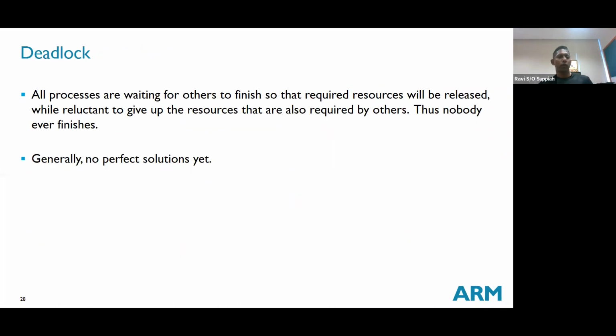Now let's look at one of the issues in multi-threaded systems, and one of them is what we call a deadlock. So in a deadlock, what happens? Everybody is waiting for someone else to finish. Because everybody is in a waiting state, eventually nobody wants to give up the resources, so everybody cannot carry on.